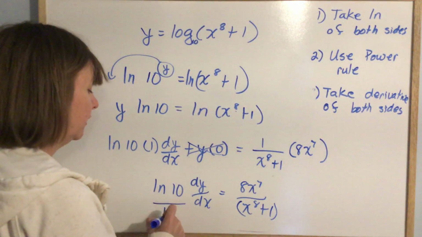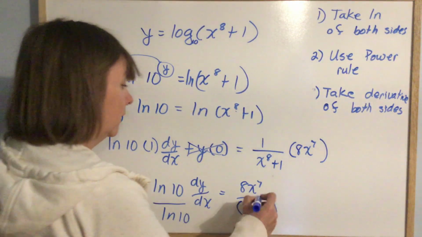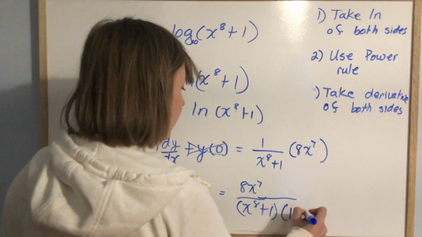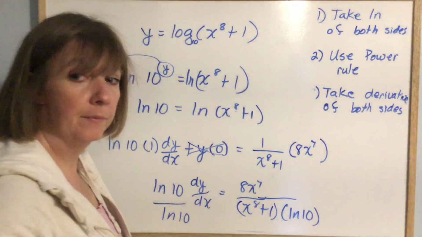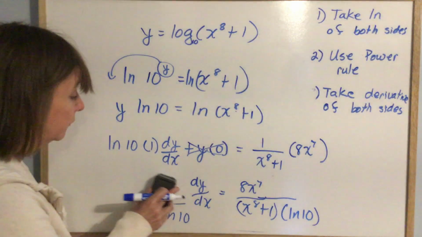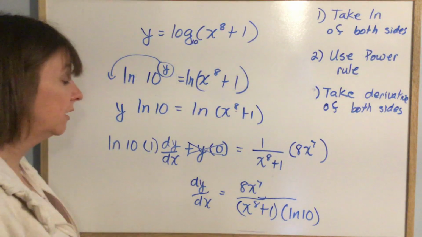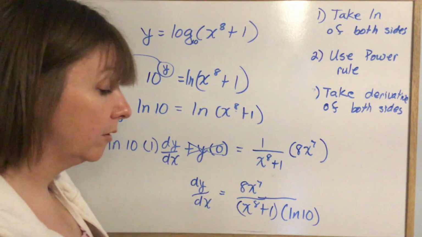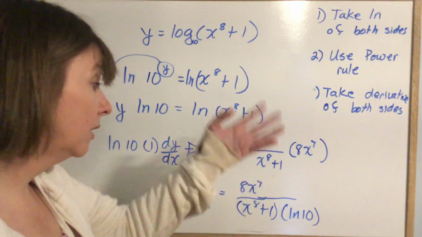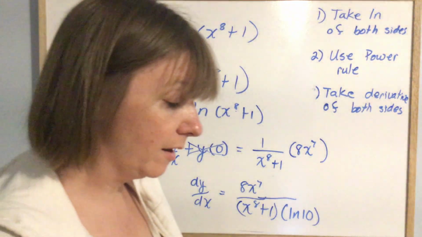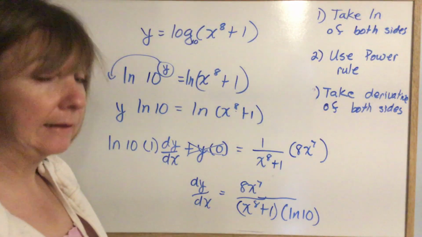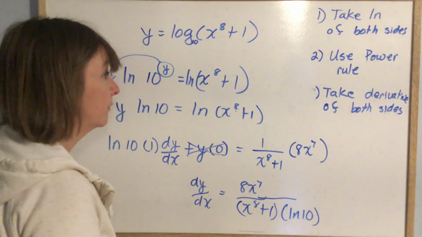So here's what I have. I need to divide this side by ln 10. So I'm going to divide this side by ln 10. And so my derivative, my dy over dx, is 8x to the 7th over x to the 8th plus 1 times ln 10. Looks confusing? Yep, but that is the derivative.